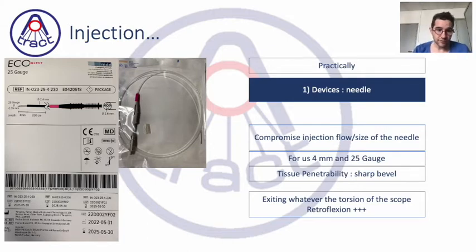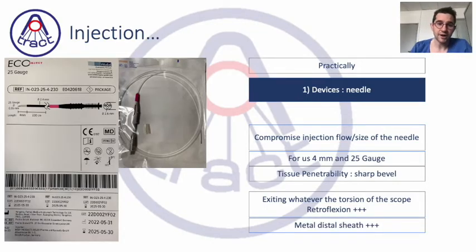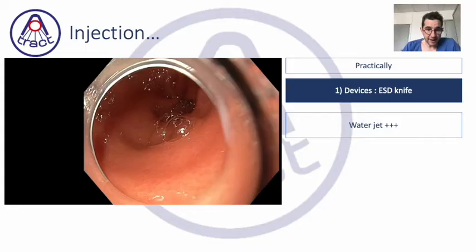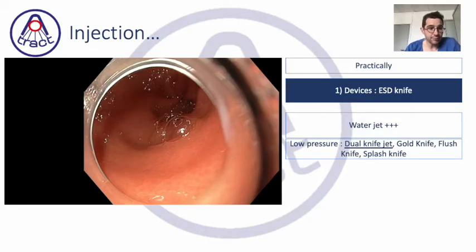So for us, it is important to have a good needle, the one that is perfect for you in terms of flow, penetrability and openability in any position. And for us, the metallic distal sheath is very important. After, the ESD knife now should have a water jet. I think it's very important.